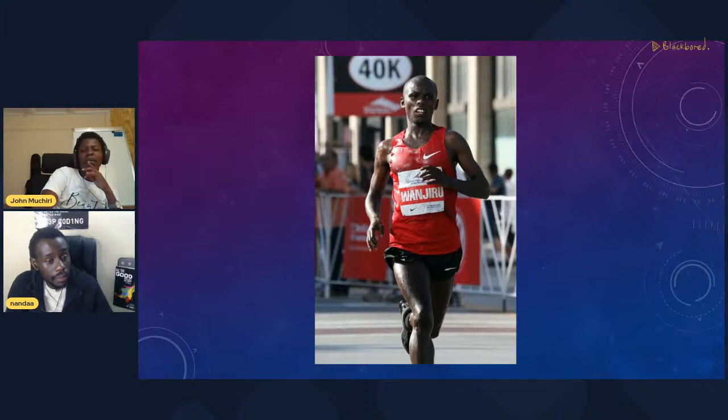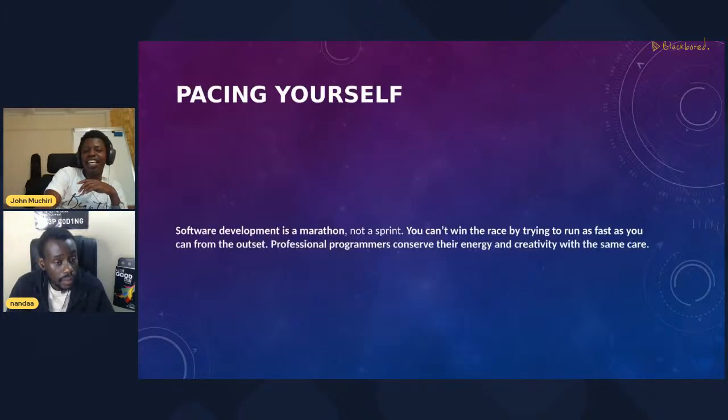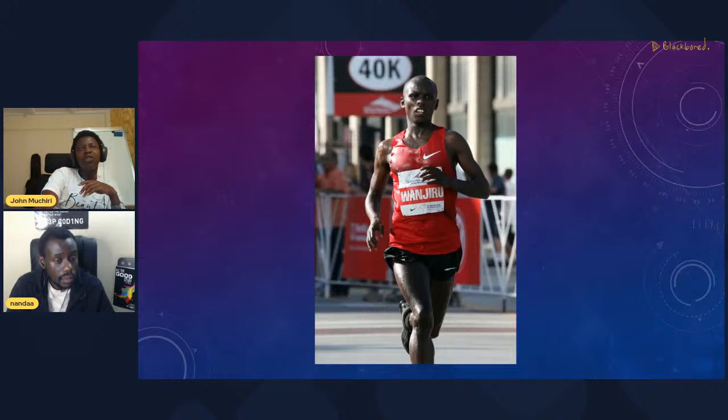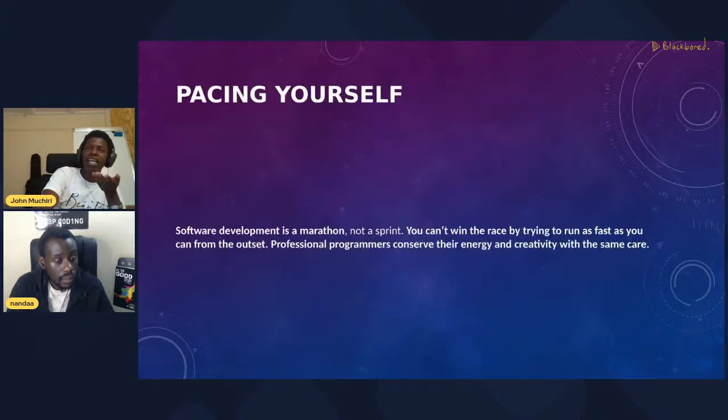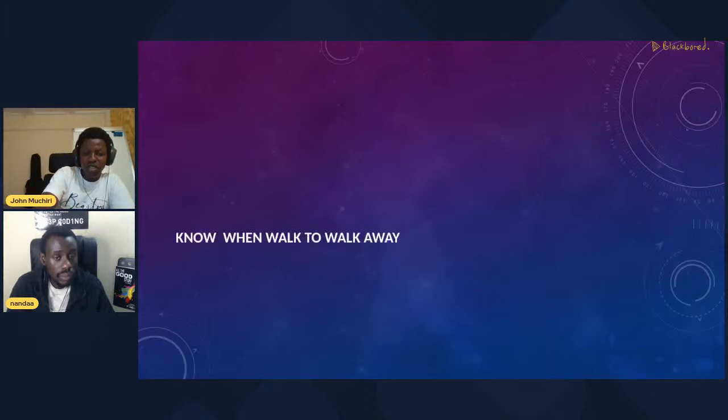Marathon runners really don't sprint when they start. Some of these professional marathon runners like Kipchoge, and we are lucky enough to have these people in our country, really teach us how you can relate that to programming. They conserve their energy, and when they are going to finish, now they can start going faster and faster. So software development is a marathon. It's not a sprint. Pace yourself when you code.